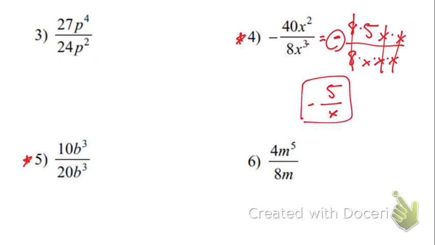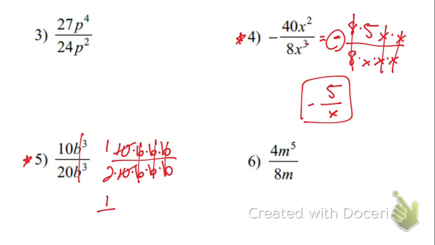All right, now down here, number 5, I have 10, and then b times b times b. And then I have 2 times 10 times b times b times b. So maybe you already know that b to the thirds go away, but all 3 of them do. They match up, they go away. Then the 10's go away as well. Now, since there's nothing left up on the numerator, I'm going to put a 1 there, so my answer is actually 1/2. That is my simplified rational expression.